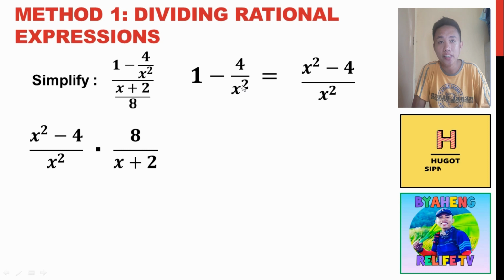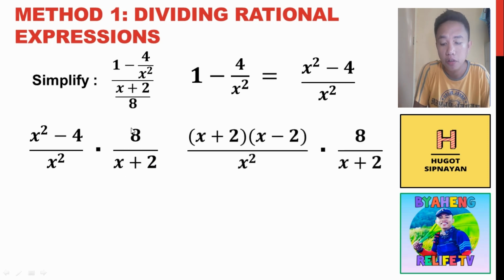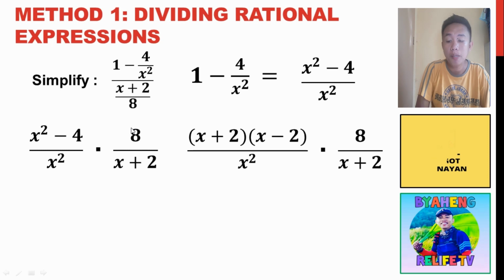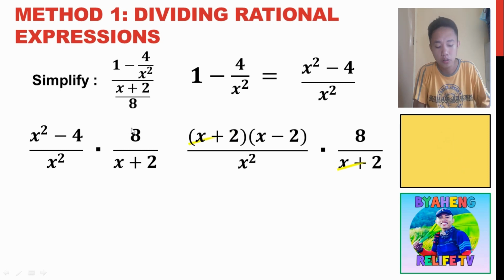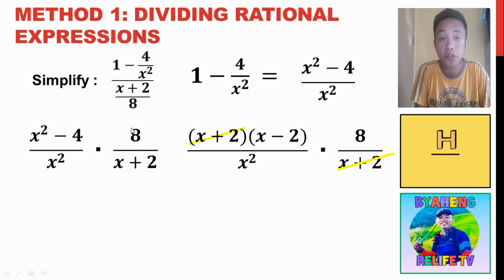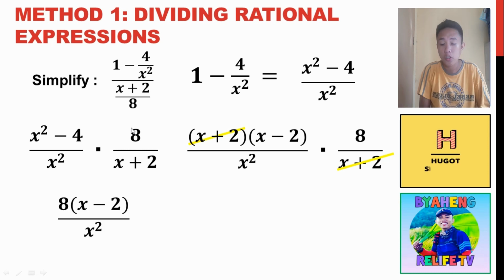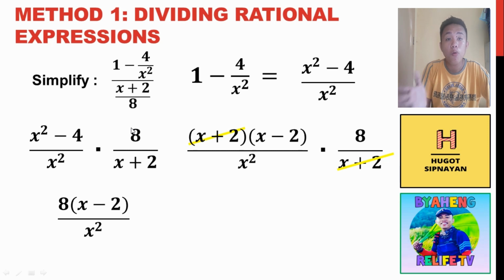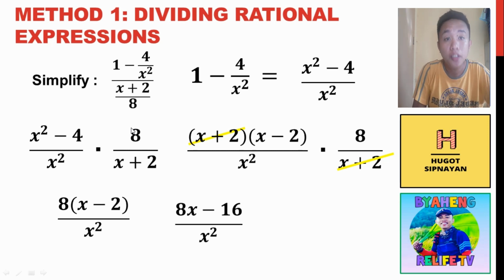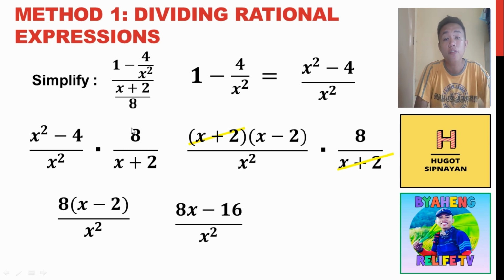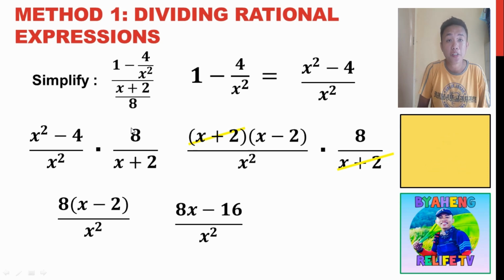Now, we get the reciprocal of x plus 2 all over 8, which turns out to be 8 all over x plus 2. Ngayon, pwede na tayong mag-factor. x squared minus 4 becomes x plus 2 times x minus 2. Ngayon, magka-cancel tayo ng common factor, x plus 2, and we have 8 quantity x minus 2 all over x squared, or simplifying further, 8x minus 16 all over x squared. So, yun po yung first method natin, dividing rational algebraic expressions.